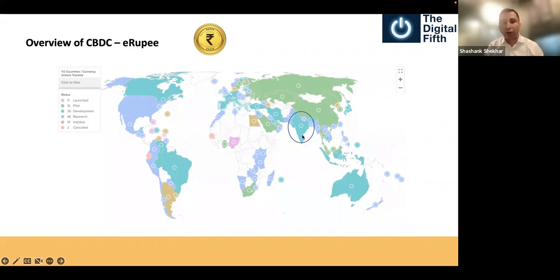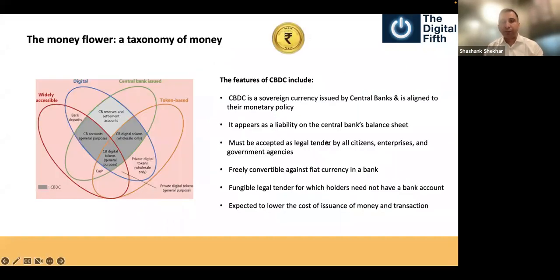And if you look at India, it has already moved to a stage where development and pilots are getting started, while some countries like the Bahamas, Jamaica, and some in South America have already put it into regular use.